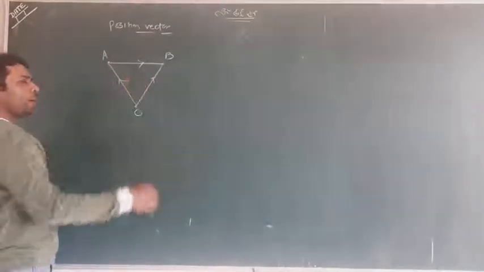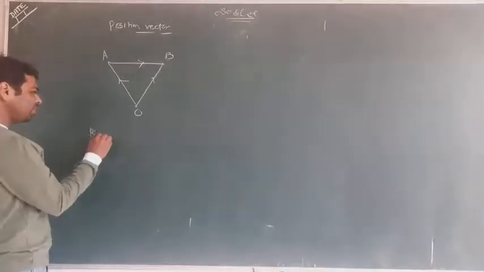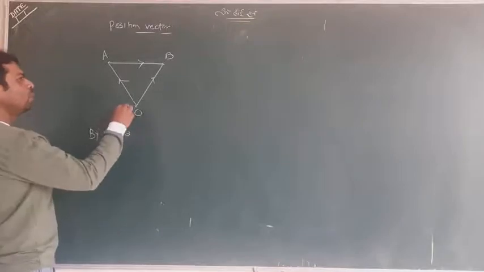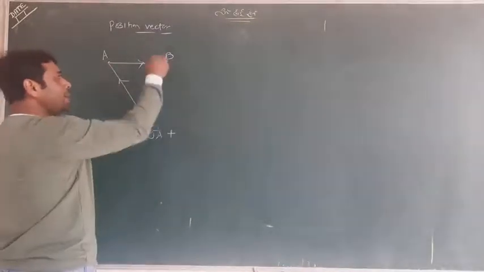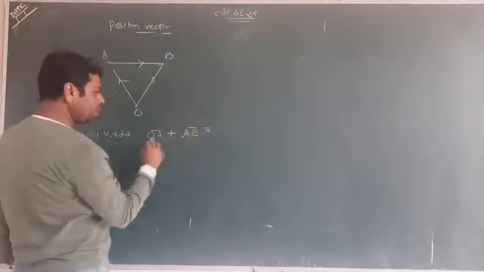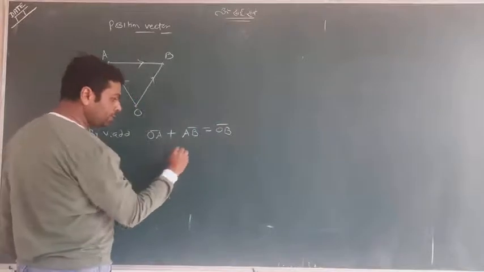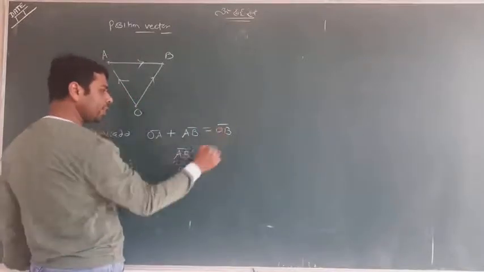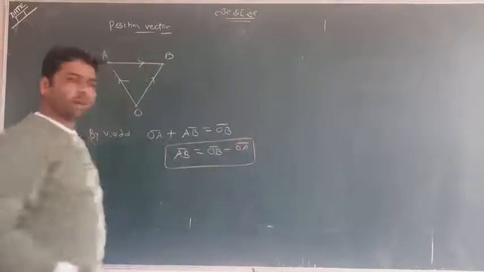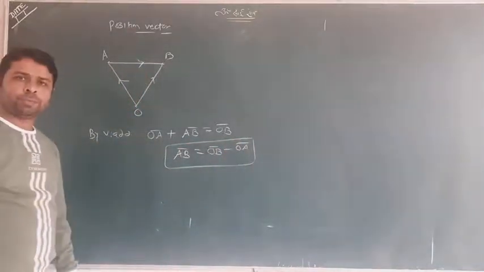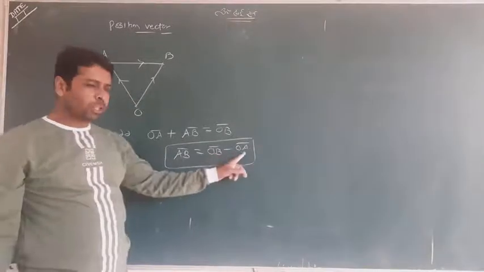Can you use vector addition here? By vector addition, OA plus AB is equal to OB. You know it. So can you transfer OA to the other side? What have you got? AB is equal to OB minus OA.